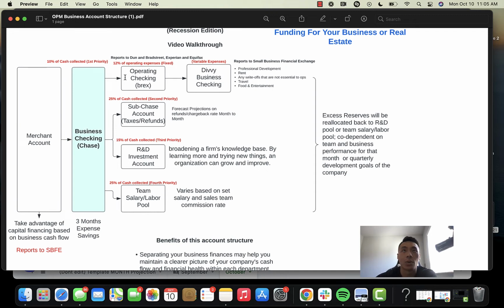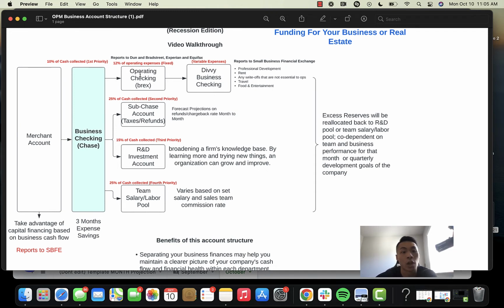Once we collect payments, for example, if it's $1,000, we allocate 12% of that, $120, towards our operating expenses. Operating expenses are pretty much fixed expenses that you get on a per month basis when it comes to running a business, right?